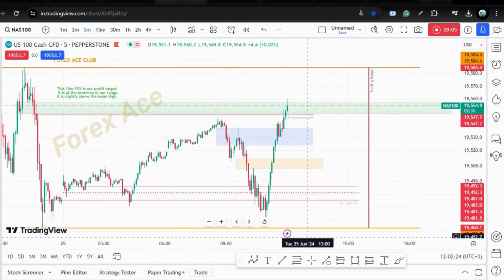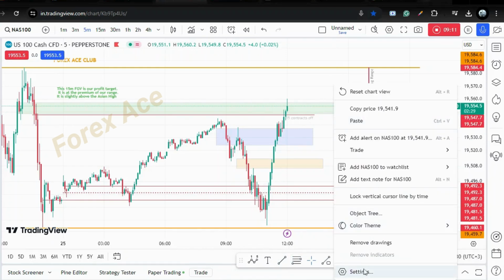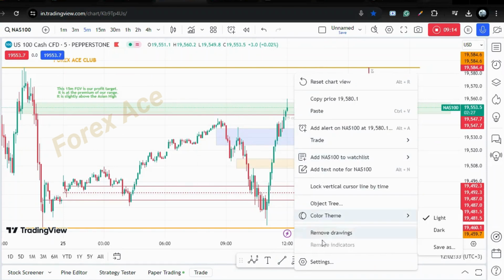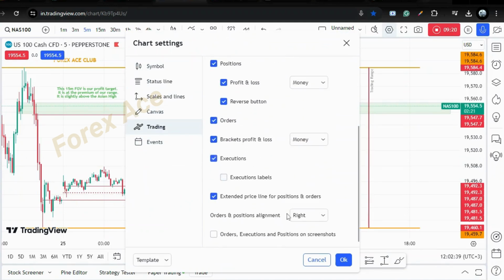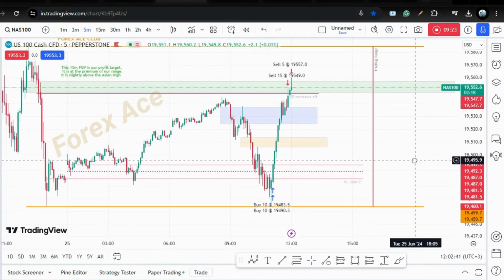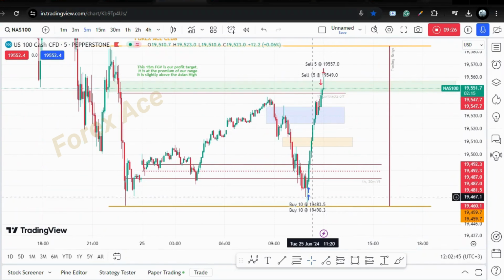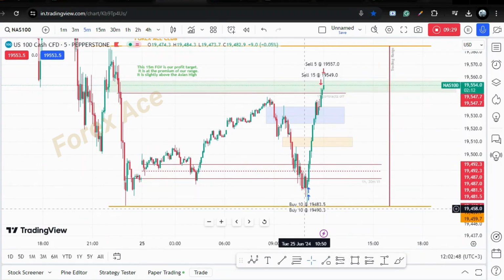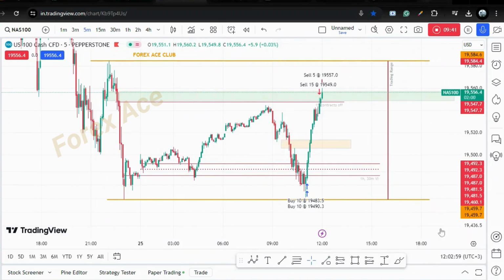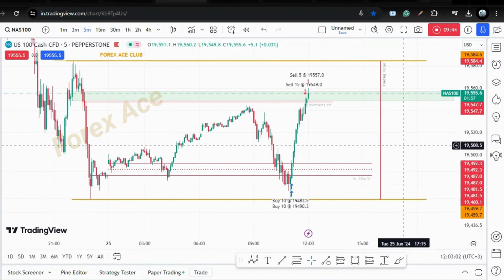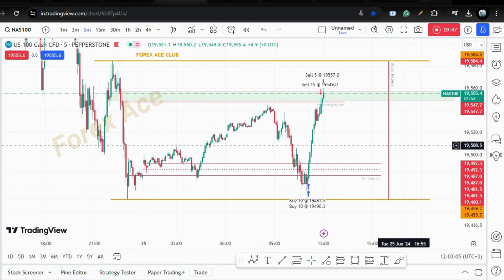So I'm just going to plot it out. Those are the executions. Look at how beautiful. We took two trades here. I took 10, and then 10. That's so beautiful. So I'm just going to delete this. Guys, that was one of the most beautiful trades we've ever taken.